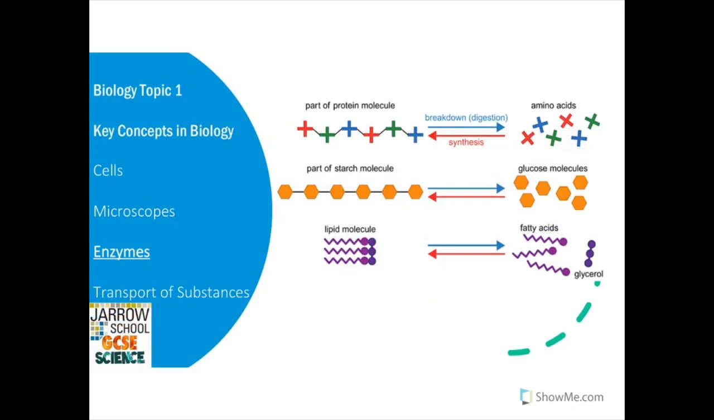So moving on to enzymes now. So basically you can think of enzymes as a biological catalyst, and what that means is that they speed up reactions in the body. So they speed up processes that would happen, but would happen much slower without the presence of enzymes. So the food that we eat is in the form of large molecules, sometimes referred to as macromolecules, and these need to be broken down into smaller pieces before they can be absorbed by the body.